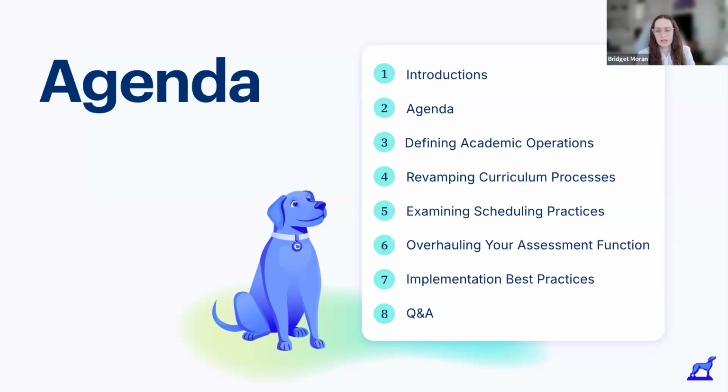From there, we'll look at the three main buckets of academic operations. We'll walk through scheduling, curriculum, and assessment, and really talk about what functions live under each of these three categories and how we can think more strategically about them. Finally, we'll take a look at some best practices when you're thinking about overhauling just a part of your academic operations, or maybe even overhauling your entire ecosystem.